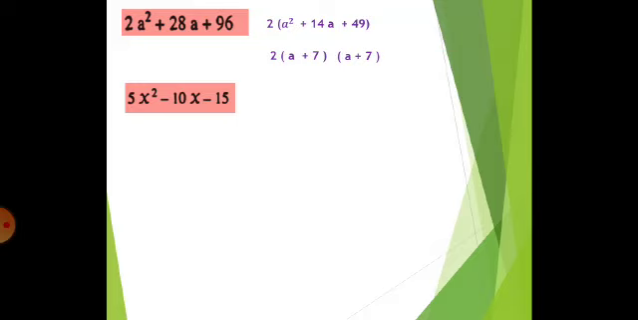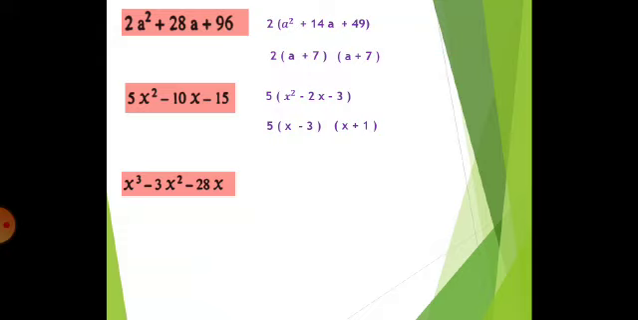Here we can take 5 as the common factor. So we can write 5 times x power 2 minus 2x minus 3. We drop 5, and write x minus 3 and x plus 1.